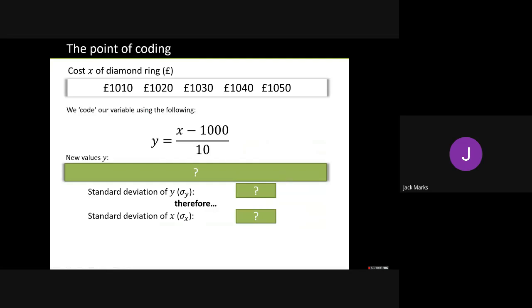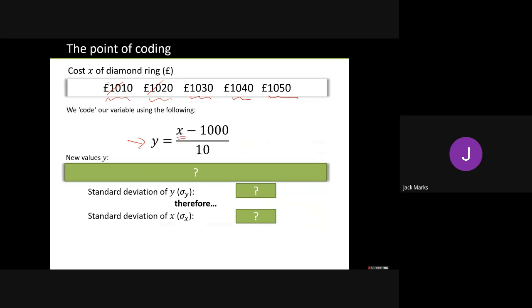And here's an example of maybe why you might do it. You could have some awkward numbers here that are unreasonably large, but you can see that they are very, very close to each other. So you may wish to code the data doing something like this. Take 1,000 off the value each time, and then divide by 10. And what would be our new values?